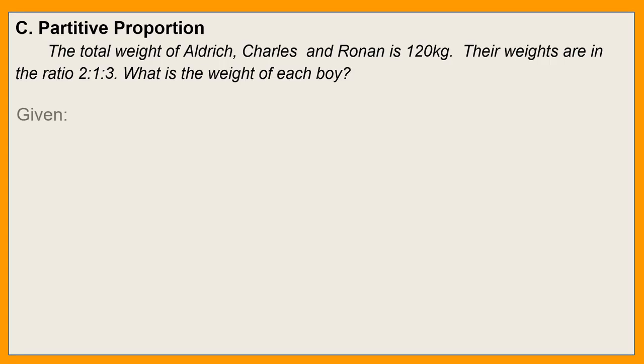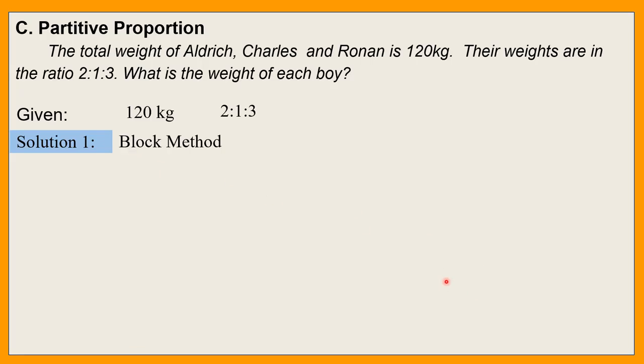So, given natin dito is total weight ng tatlo ay 120 kilograms, at ang ratio is 2:1:3. Ibig sabihin, 2 parts ang para kay Aldrich, 1 part ang para kay Charles, 3 parts ang para kay Ronan. So, paano natin i-solve? Okay, solution 1, gamit tayo ng block method. Ano ibig sabihin ng blocks? Block method, gamit tayo ng blocks, squares or rectangles. Yun yung ibig sabihin ng block.